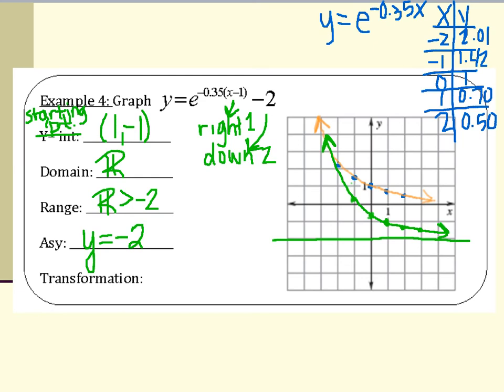For transformations, there was no stretch here, and we know that because my a up here is just 1. So I know there is no stretch. So all I have to put for my transformation is right 1 and down 2.